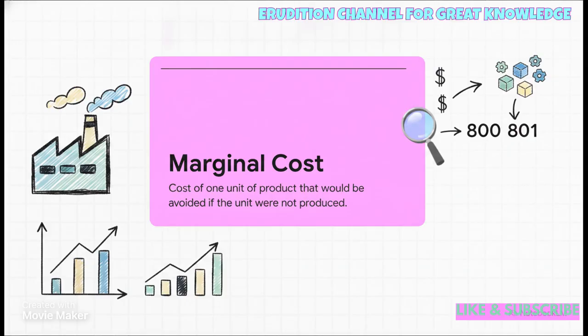By isolating the variable cost of just one single extra unit, management gets a razor-sharp tool for short-term pricing. Let's say producing 800 units costs you $12,000 flat. But producing 801 units costs $12,010, while your marginal cost is exactly $10. It's the change in your aggregate costs caused by a one-unit change in your production volume.